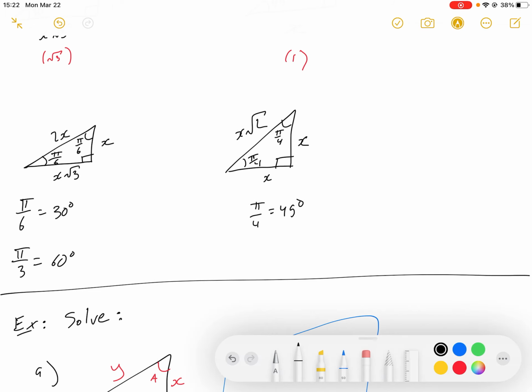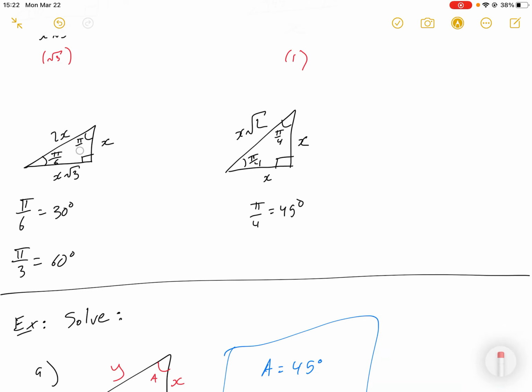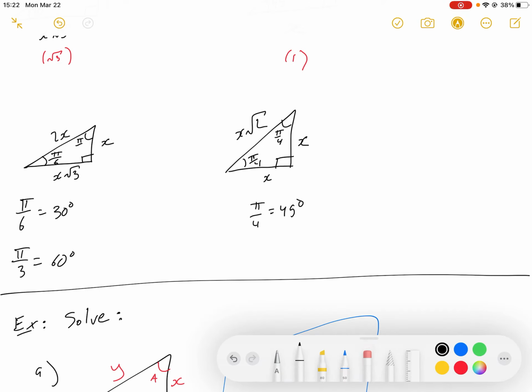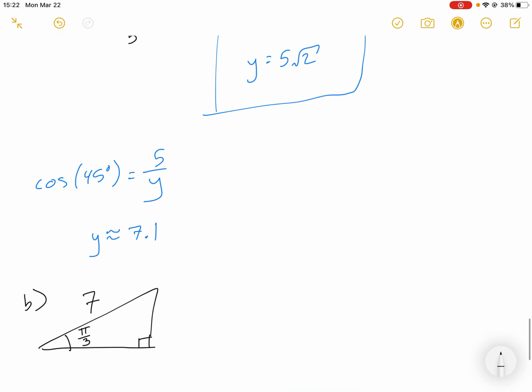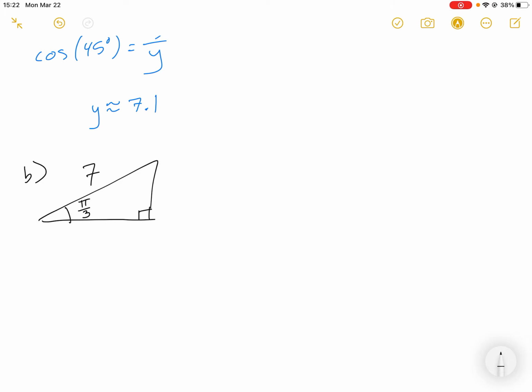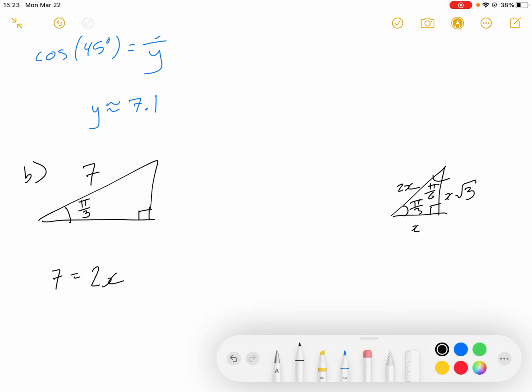Whoops. I just noticed that there's an error over here. That should be pi over 3. Excuse the error. So I've also flipped things around because I put the pi over 3 here. So just keep in mind that the parent triangle in this case is actually going to look like this. And so we basically know that 7 equals 2 times x in this case.